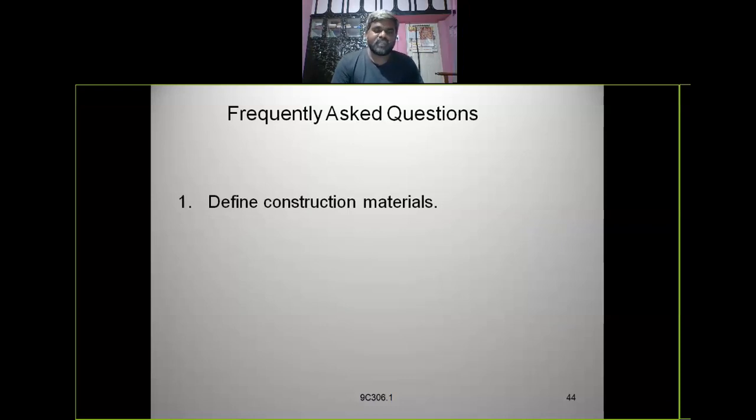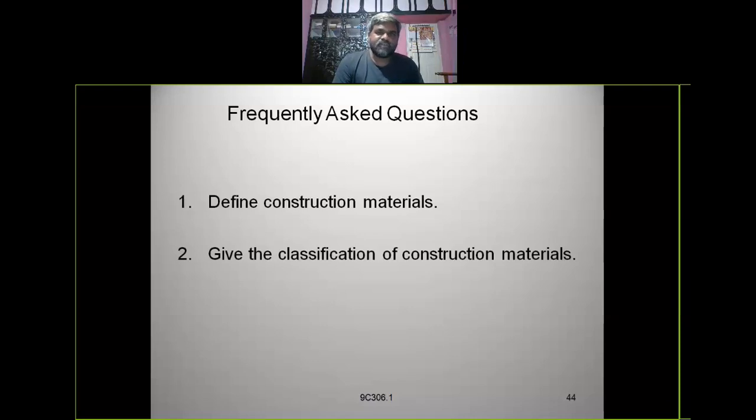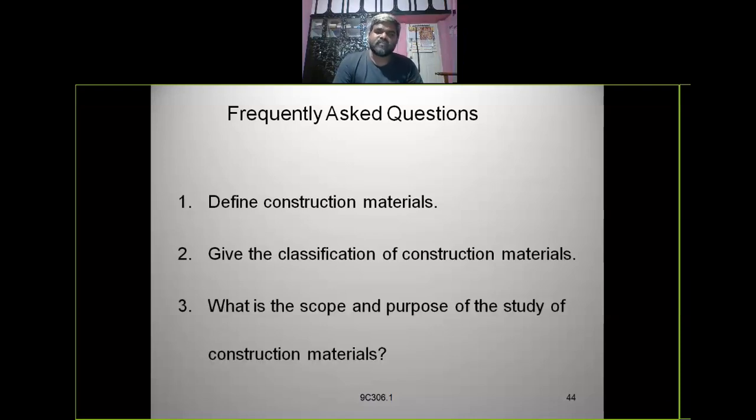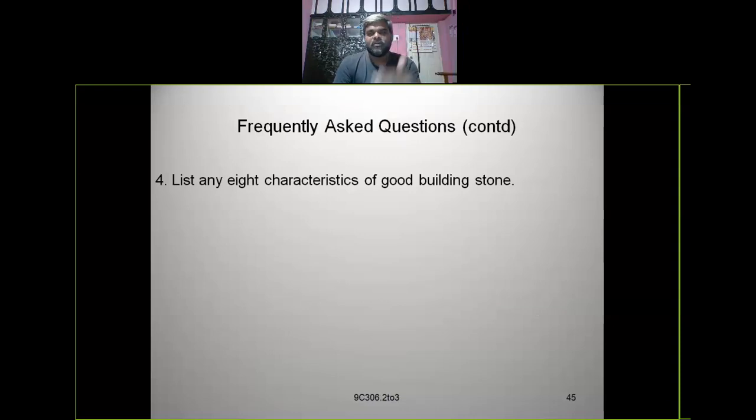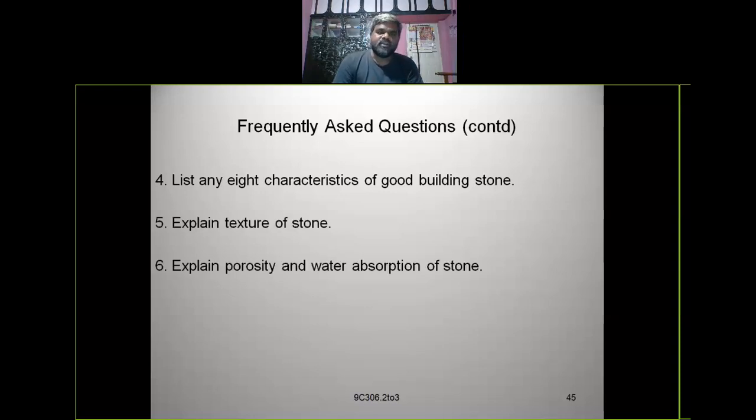You have to be careful to answer these questions. We can define construction materials, give the classification of construction materials, explain the scope and purpose of the study of construction materials, and list any 8 characteristics of a good building stone. Like we have seen 15, 16 characteristics, we can write about each and every one. Explain the texture of a stone. Texture is nothing but the different layers of a stone. Even physical properties also we can write here, right?